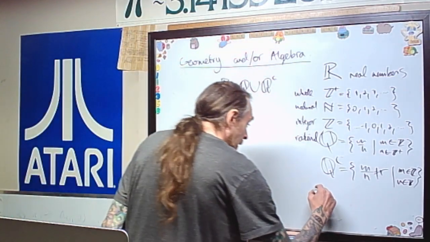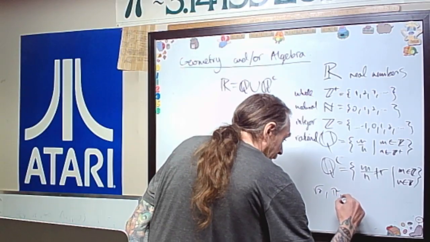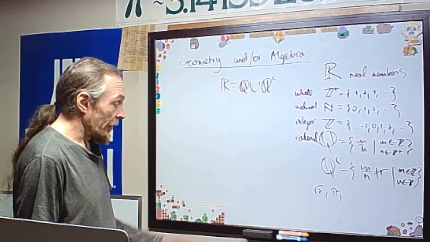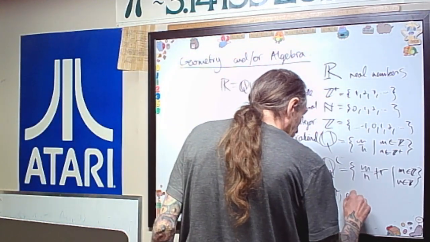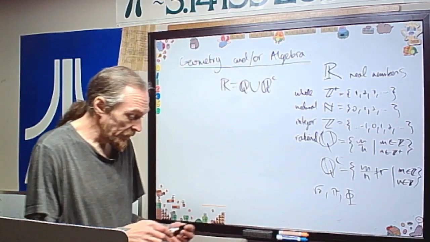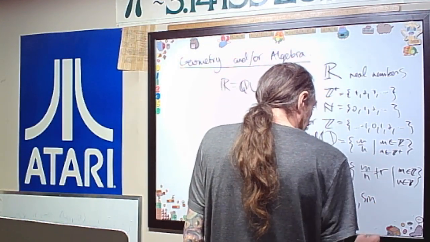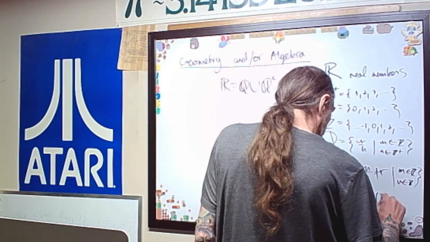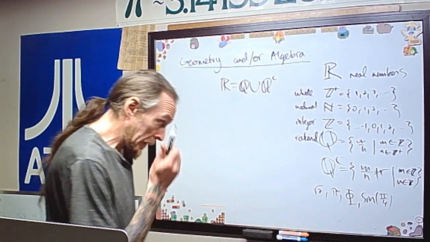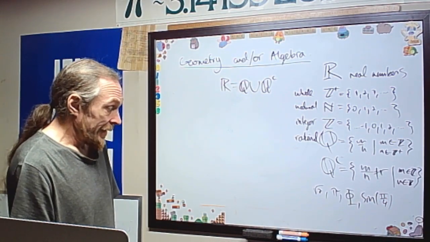Square root of 2 is one. Pi is one, etc., etc. Where are they getting these from? The golden ratio is one. And this is what I wanted to start talking about. Sine of pi over 4 is one, etc., etc. Where are they getting these things from?